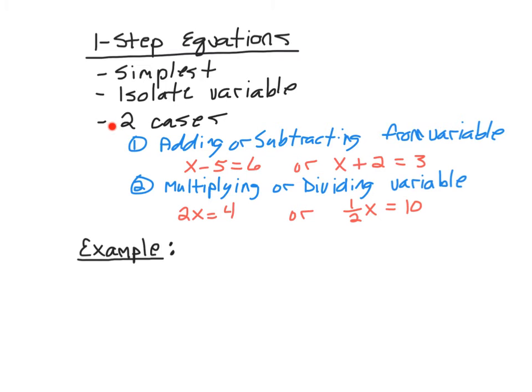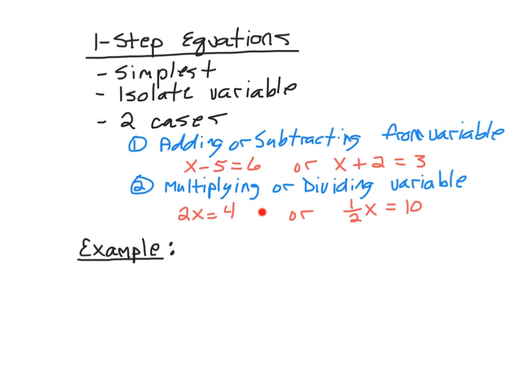Well, there's two possible cases here. I could have a number adding or subtracting from or to my variable. For example, I could have x minus 5 equals 6. This is a one-step equation. I would need to move the negative 5 over. Or I could have something like x plus 2 equals 3. Again, I would need to move the plus 2 to the other side.